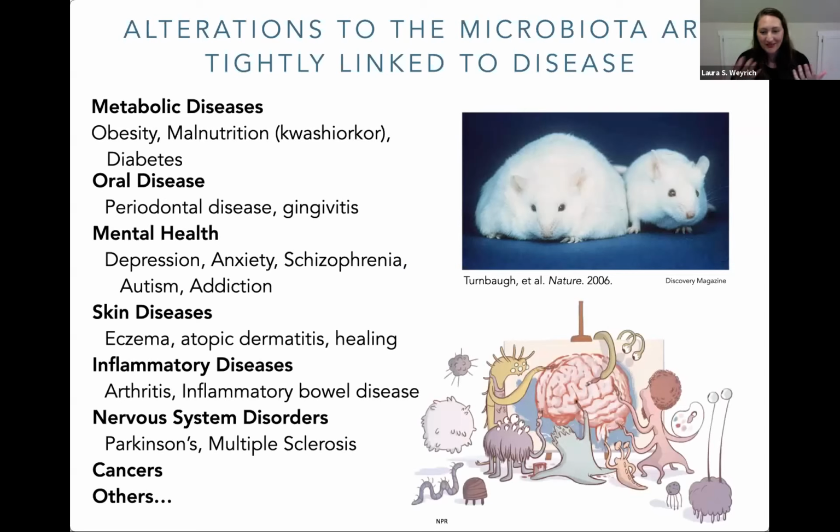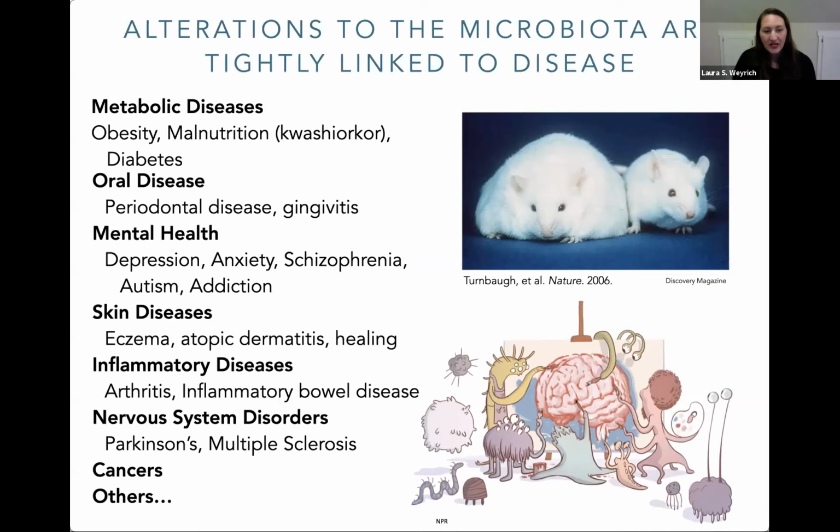If we were together in the same room, I would happily buy anyone a coffee or a beer if they could come up with a disease that has not yet been linked to the microbiota in some way. Metabolic diseases are typically related to microbiota in the gut, whereas oral diseases are more typically related to microbes in the mouth. But oral and gut microbes have also been linked to a wide range of systemic diseases, including things like mental health. And so, you know, whether or not you have depression or anxiety may actually be related to the types of microbes you carry with you, both in your mouth and in your gut.